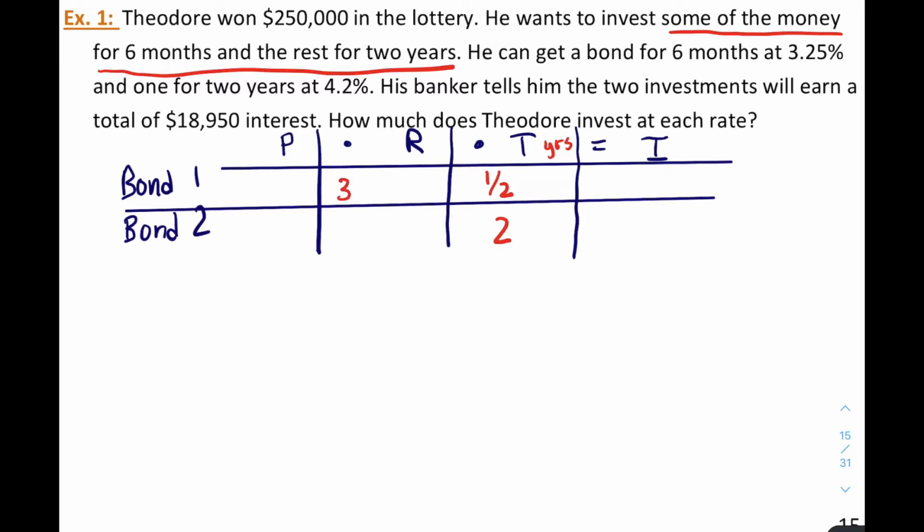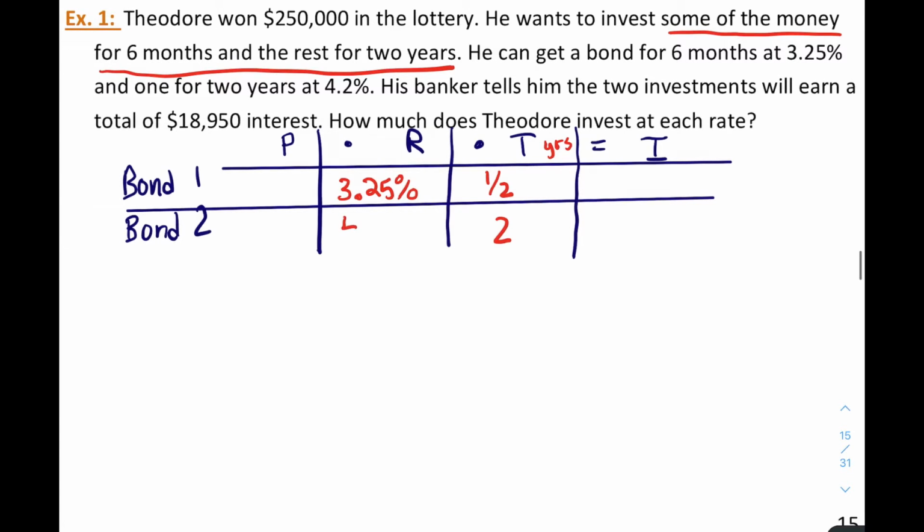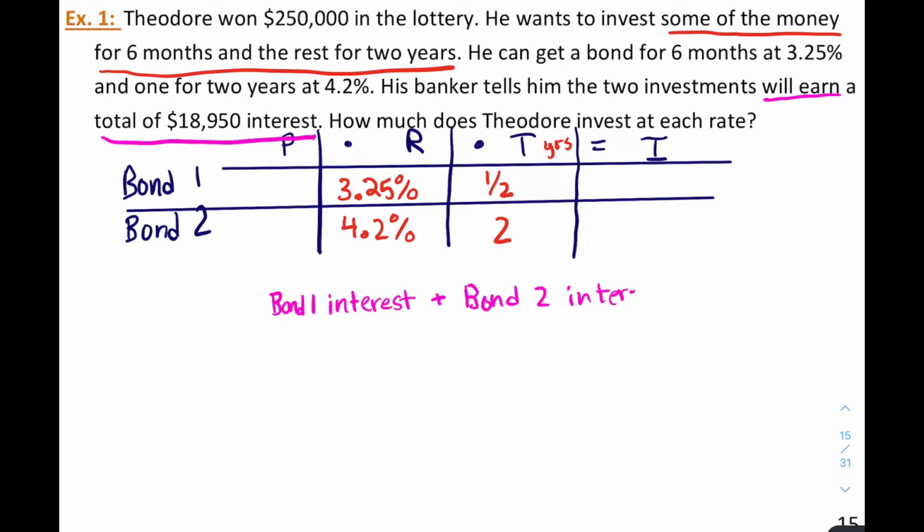The 6-month bond has an interest rate of 3.25%, and the 2-year bond has an interest rate of 4.2%. Things that I know, if I put the interest from these two investments together, I'm going to earn $18,950. So the equation I'm going to end up writing basically is going to add up my individual interest amounts that I earned from each bond, and it should equal that total interest amount of about $19,000.